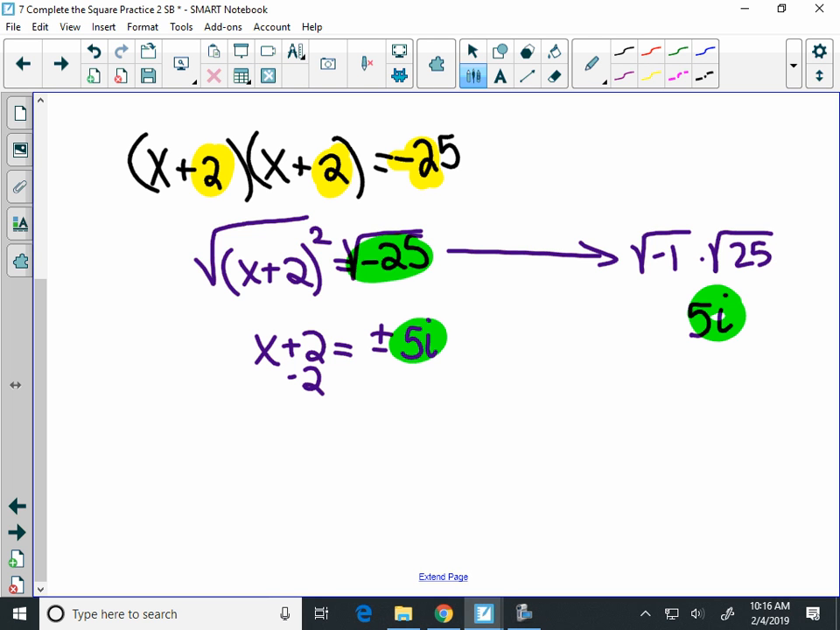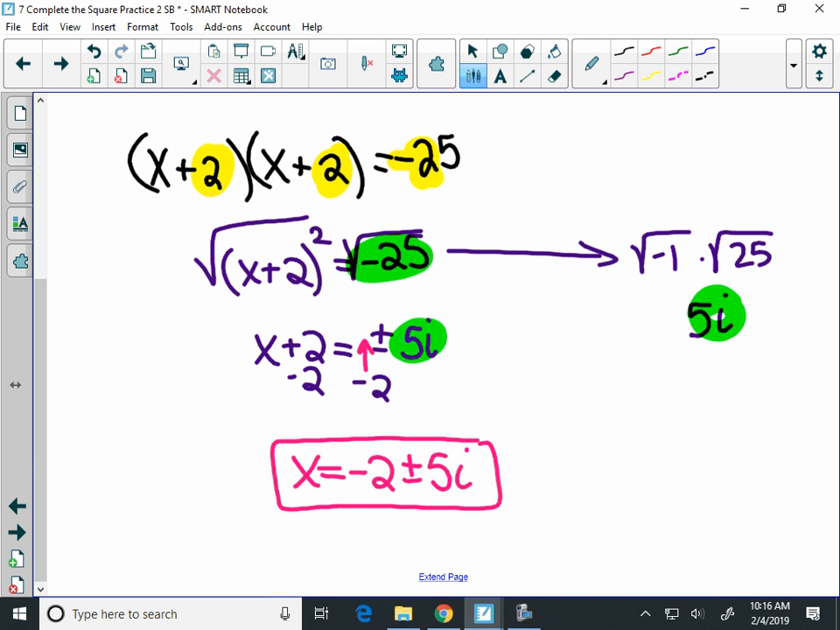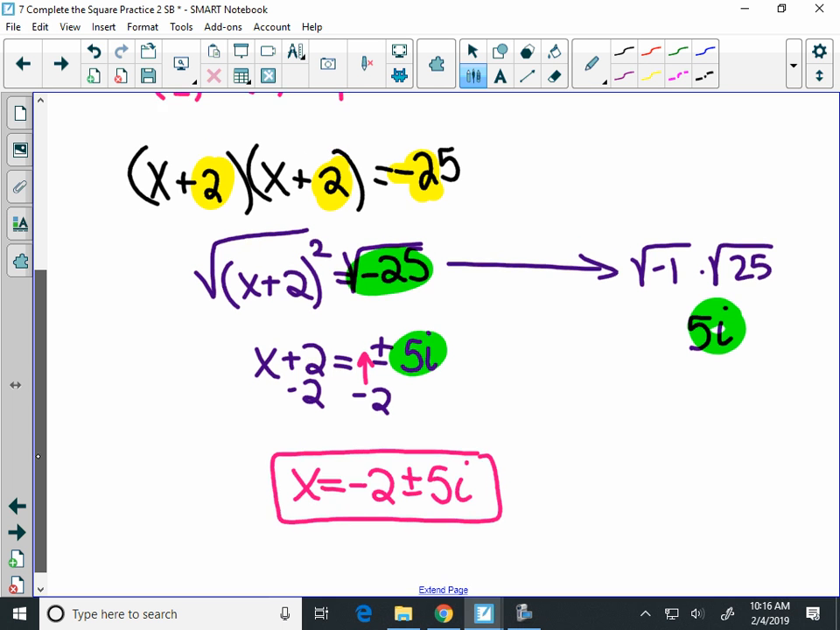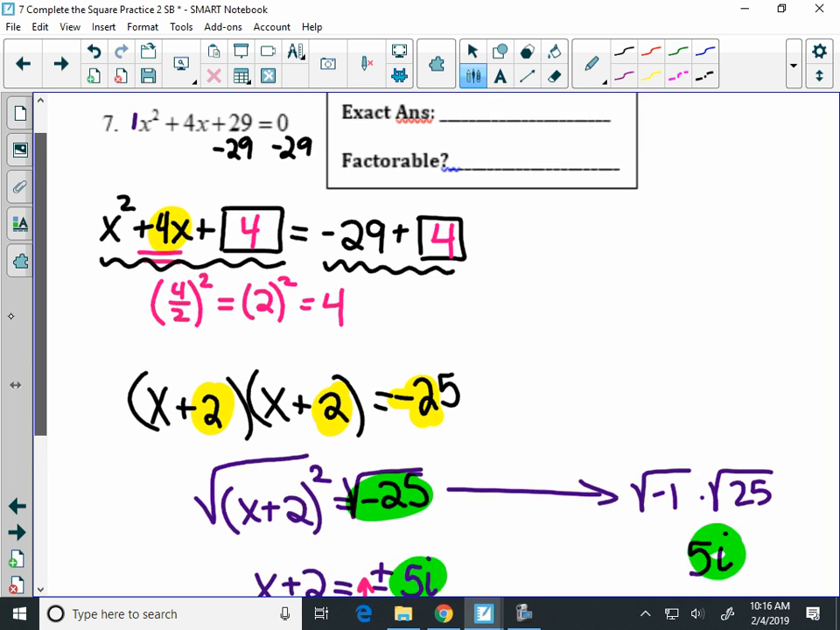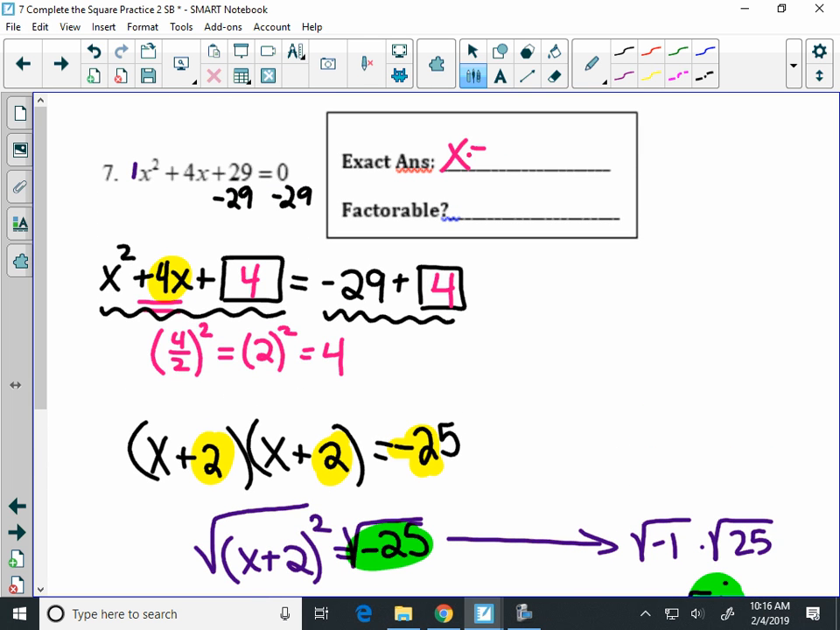All that's left to do is move the 2. I squeeze it in front of the plus or minus here. And my final answer is negative 2 plus or minus 5i. Those are my exact answers that are going to go in my box. So x equals negative 2 plus or minus 5i. And because those are imaginary with the i here, I also cannot factor this quadratic.